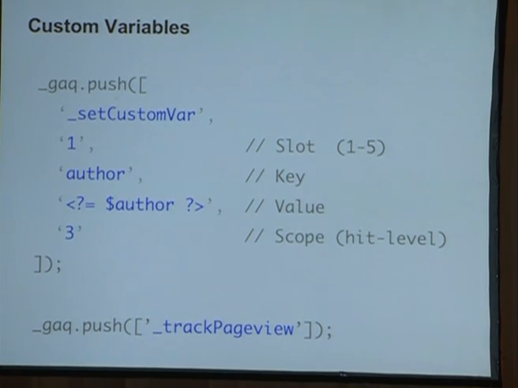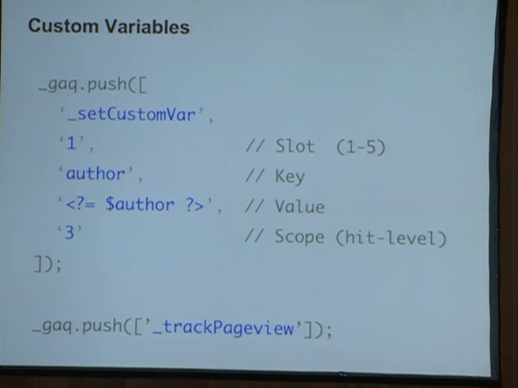So in this case, this is a little PHP example, imagining that this is rendering in PHP, it's somewhere in the template, and there's an author parameter somewhere else. Here, we're just passing the author value into the value part of the custom variable. And finally, you define the scope. And the scope, in this case, could be visitor, session, or hit level.